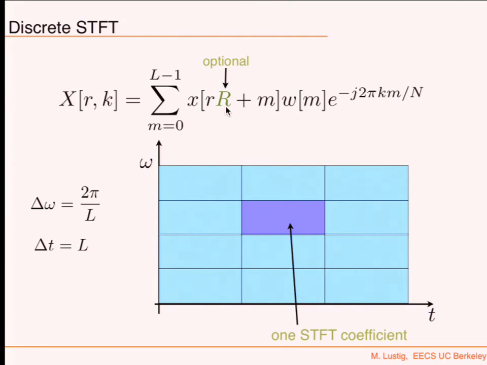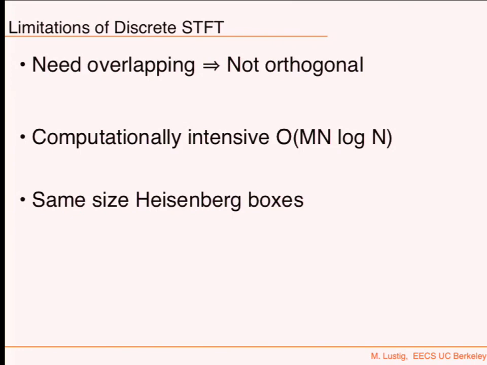Okay? All right. So one of the limitations, though, of the short time Fourier transform is that you need overlapping in order to do a reconstruction. So if we want to do operations in the short time Fourier transform, we need to overlap so we can reconstruct it in a stable way. It is computationally more intensive, so it's M n log n, where M is the size of the window, right? Because we're doing lots of FFTs.